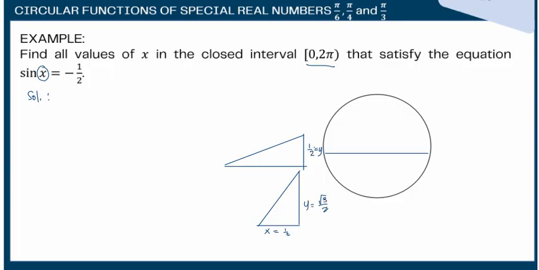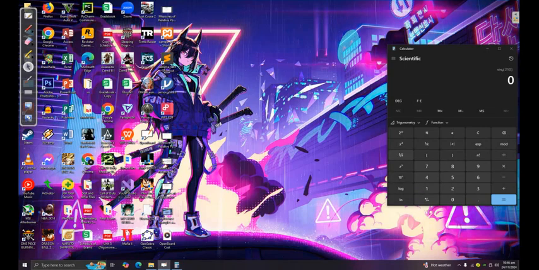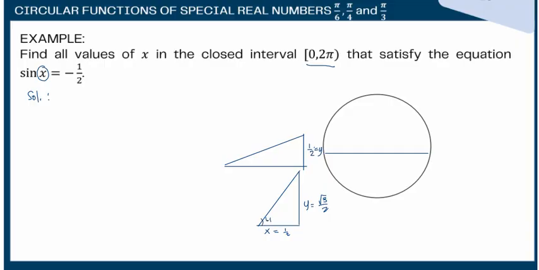Obviously, the square root of 3 over 2 is longer than our value of 1/2. So, what is the square root of 3? Wait for a while. Take the square root of 3, divide by 2. That is 0.866, and the other one is only 1/2. So, this is for 60, 30, right? And this is for 30, 60. So, the y here is 1/2, and the x is square root of 3 over 2.